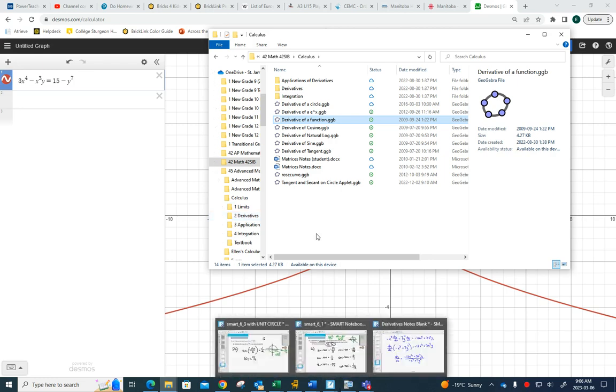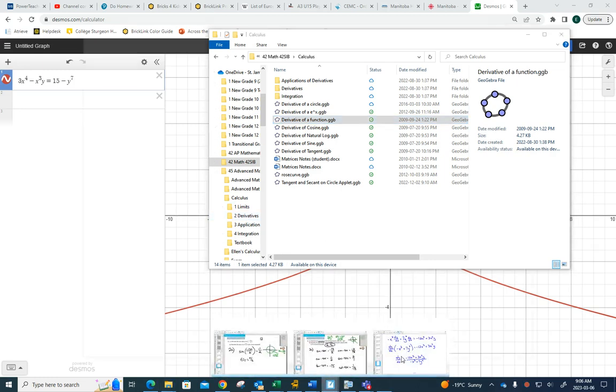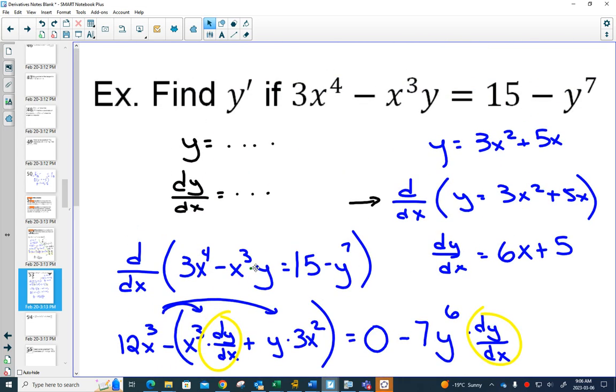All right, well, it's going to take a bit. While it's loading up, my suggestion for this question might be, as far as rearranging goes, let's put everything that has a y on one side. In particular, if you have a product rule, like we have here with the x cubed y, make those ones positive. So what I would maybe do in this question is rewrite this as 3x to the 4 minus 15 equals x cubed y plus y to the 7.